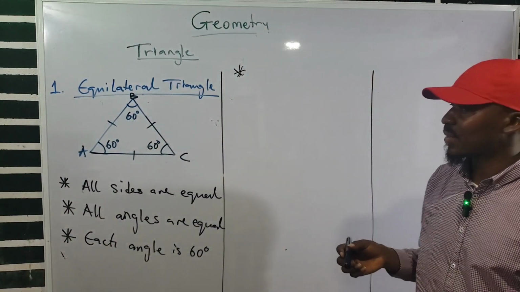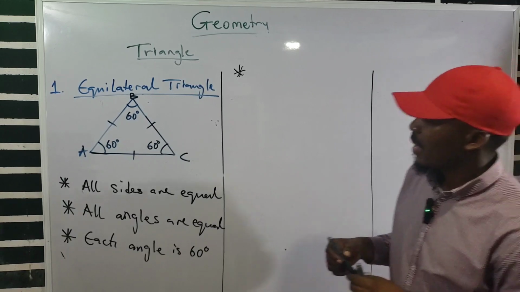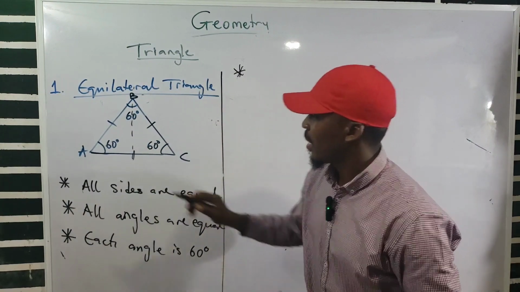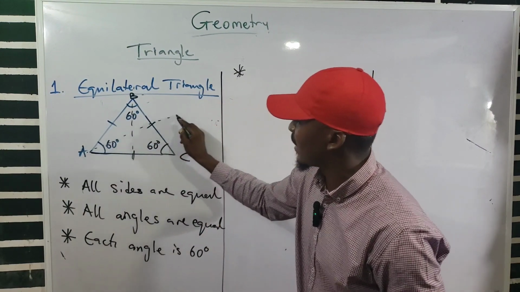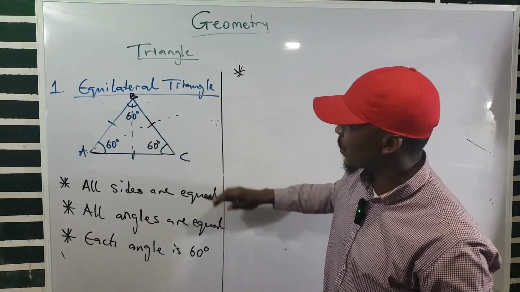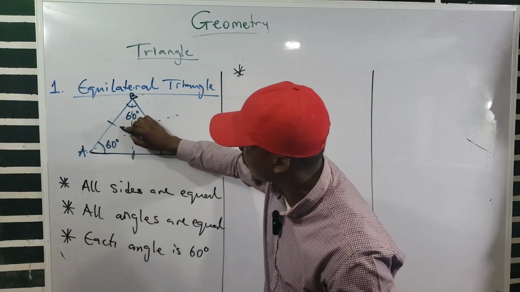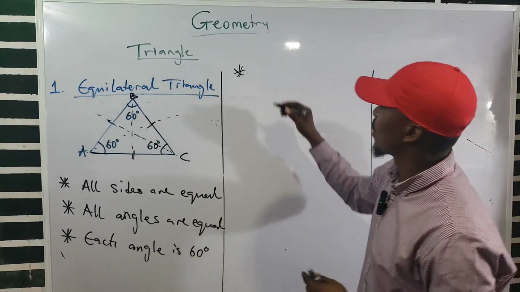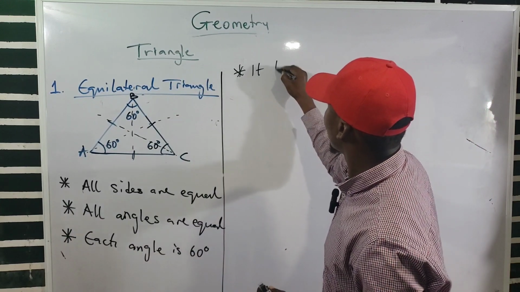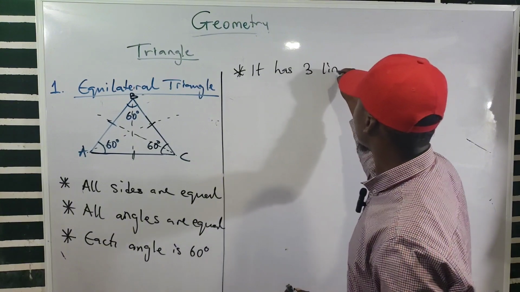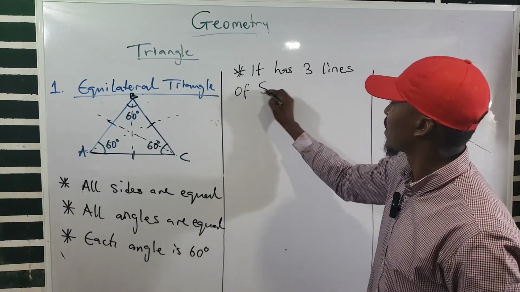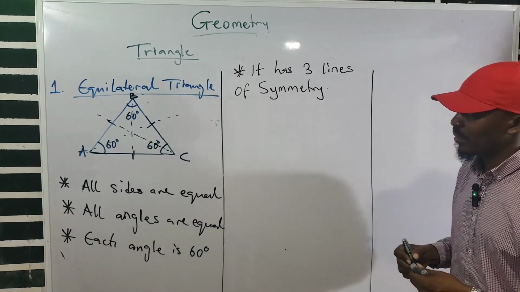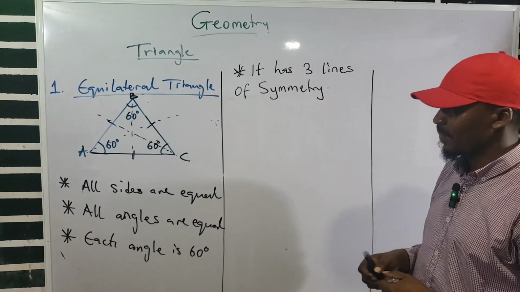Now, there are other things that we can get from an equilateral triangle. If we cut this and fold it, we are going to have the same thing. We can also cut like this and fold it down, and we are also going to get the same thing. You can also cut this way and fold it down, and it will also give you the same thing. So it has three lines of symmetry.